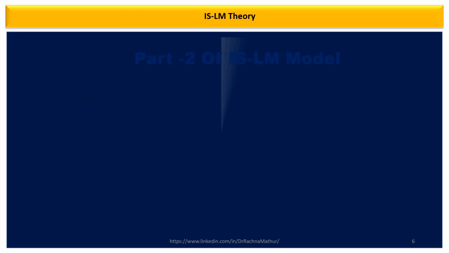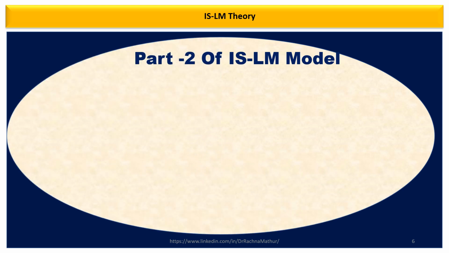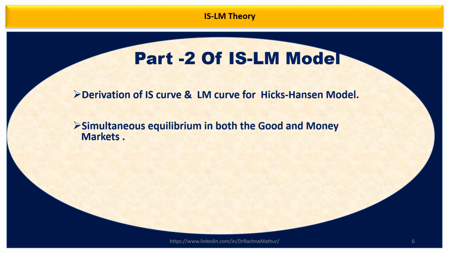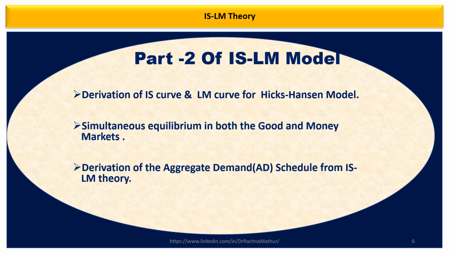In part 2 of the IS-LM model, we will discuss the derivation of the IS curve and the LM curve for the Hicks-Hansen model. We will discuss the simultaneous equilibrium in both the goods market and the money market and the derivation of the aggregate demand schedule for the IS-LM theory.